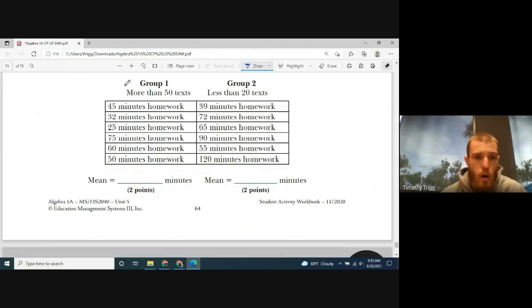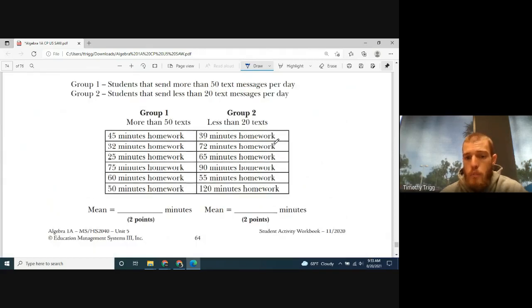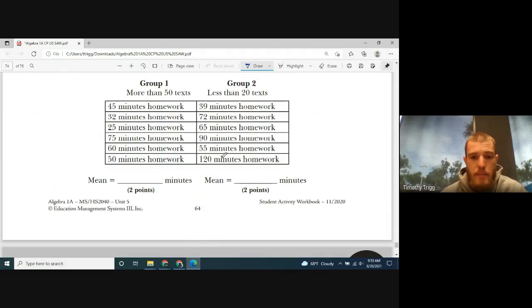Okay, so group 1, they send 50 or more texts, and for these students, you could see how much homework time they do, right? So this first person spent 45 minutes doing homework and so on. Now group 2, they send less than 20 texts per day. And you could see the amount of time that these students have spent doing their homework.